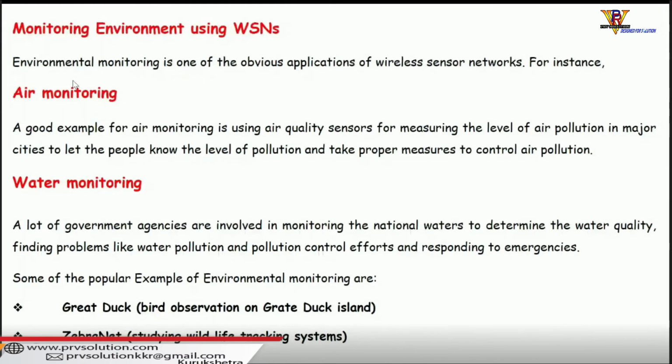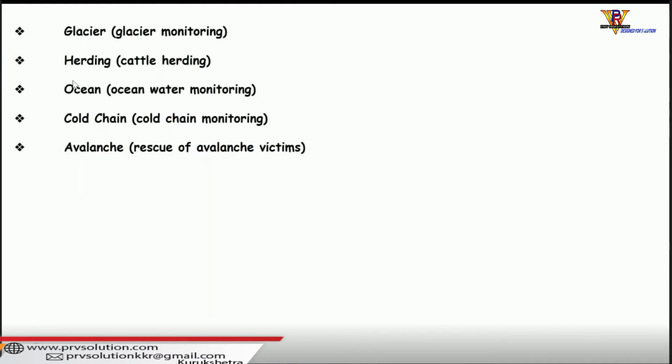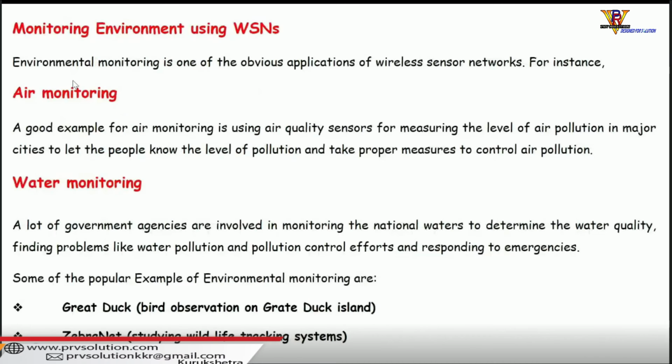Ocean water monitoring, cold chain monitoring, then avalanche, the rescue of avalanche victims, to monitor the avalanches. Okay, so with the help of this type of sensors, we can monitor the environment with the help of wireless sensor networks. And then after monitoring, we can provide some data to the agency so that they can work accordingly.